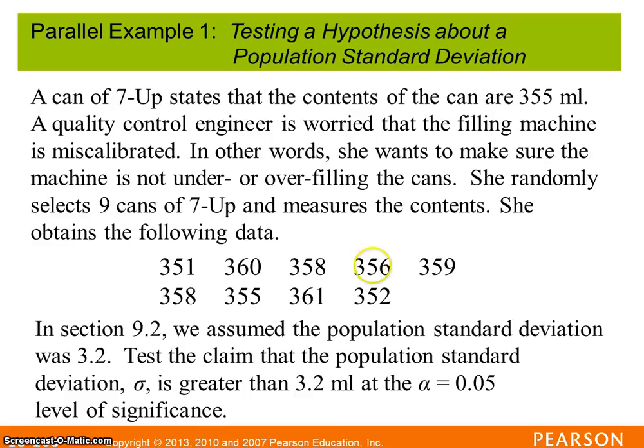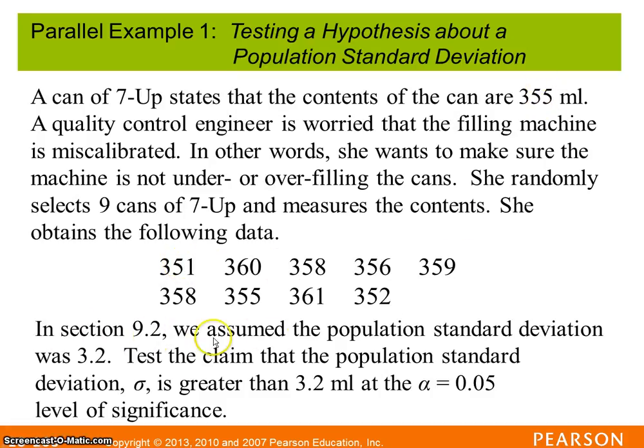a typical can of 7-Up states that the contents of the can are 355 milliliters. And let's say you're a quality control engineer working at a 7-Up plant filling bottles, and you're concerned that the filling machine is miscalibrated. So you randomly select 9 cans of 7-Up and measure the contents. In this case, you can see that they're not all exactly equal to this.